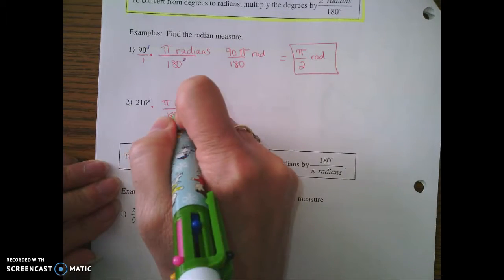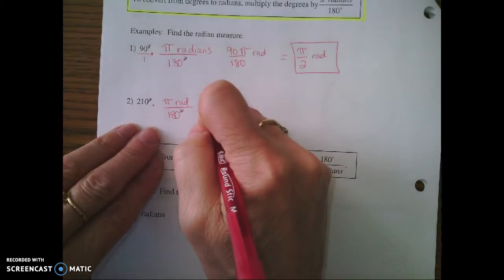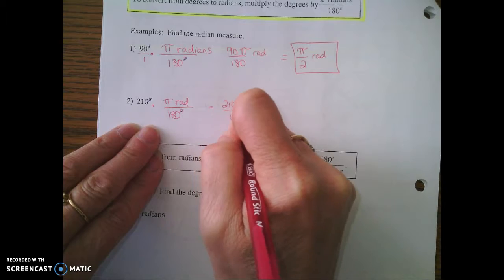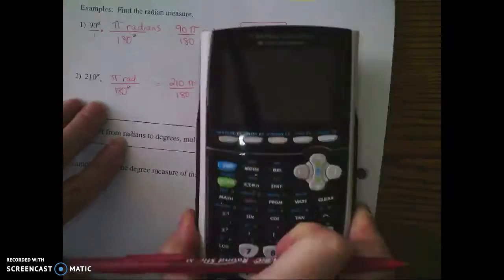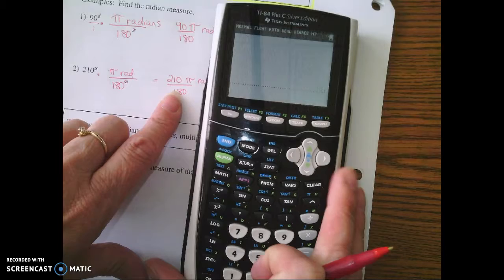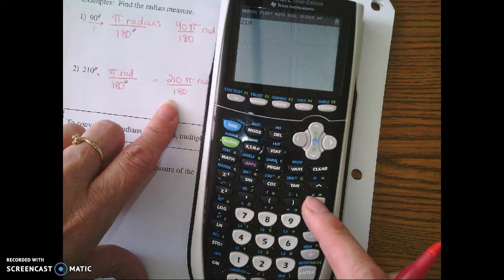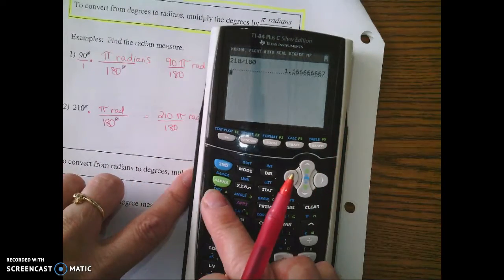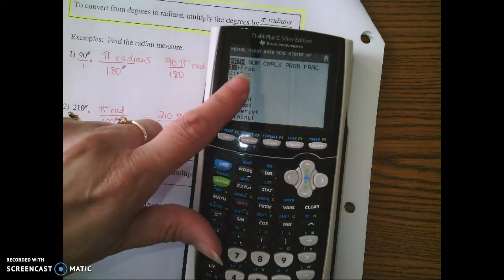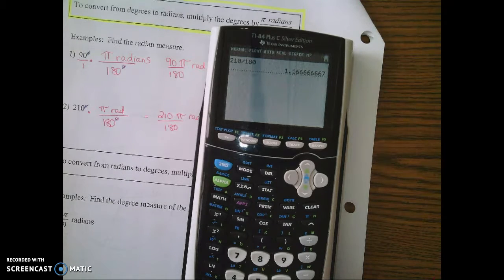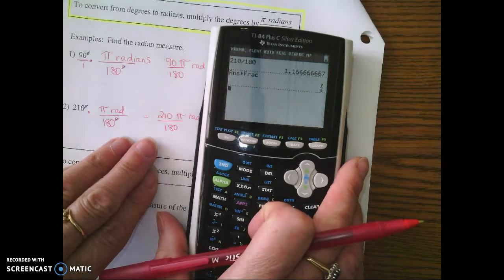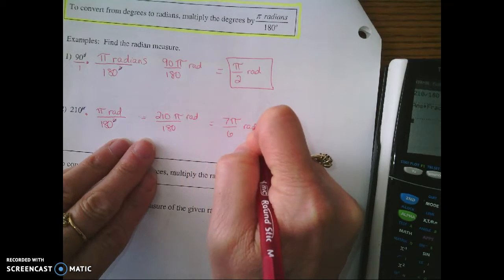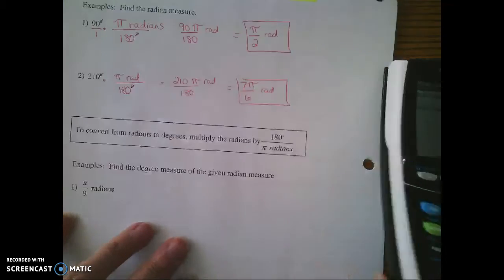So the degrees in the numerator cancel with the degrees in the denominator. So you have 210 pi radians over 180. And just to remind you how to reduce fractions, you could type in 210 divided by 180, and it gives you that decimal. Then you can press the math button and change it back to a fraction. You hit enter, enter. So it's 7 over 6. So it's 7 pi over 6 radians. So it's that easy. It really is.